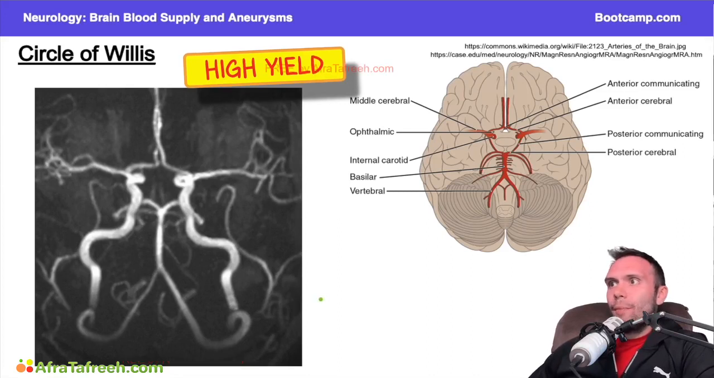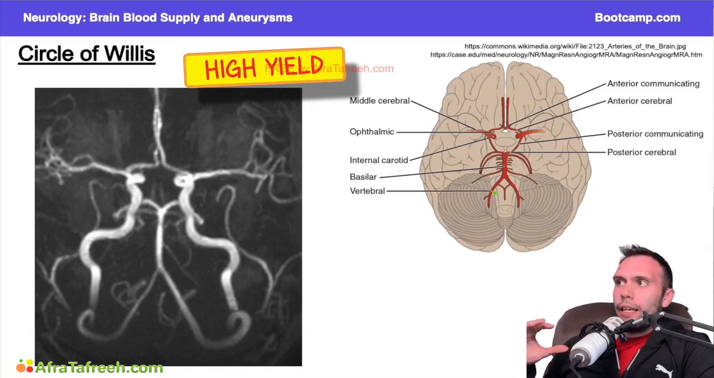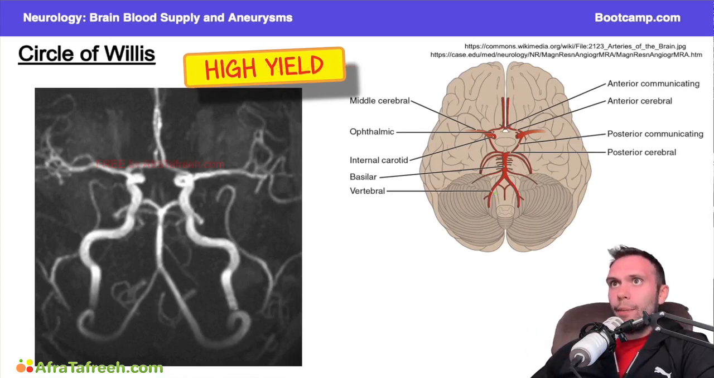Let's just look at some of these arteries. Now, you have to be able to identify these arteries. I like, personally, either starting with the carotids or starting in the posterior circulation to get my bearings. So let's start in the posterior circulation. I think this is the easiest way to go about it. So let's start with the vertebral arteries.